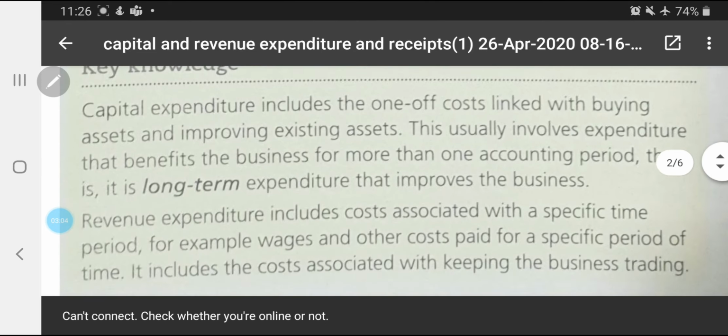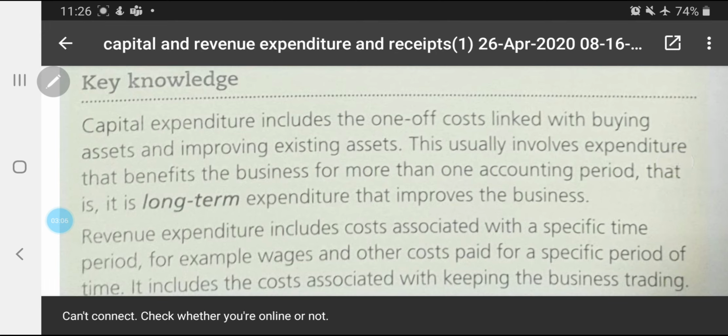Key knowledge. Capital expenditure includes the one-off costs linked with buying assets and improving existing assets. This usually involves expenditure that benefits the business for more than one accounting period. That is, it is long-term expenditure that improves business.